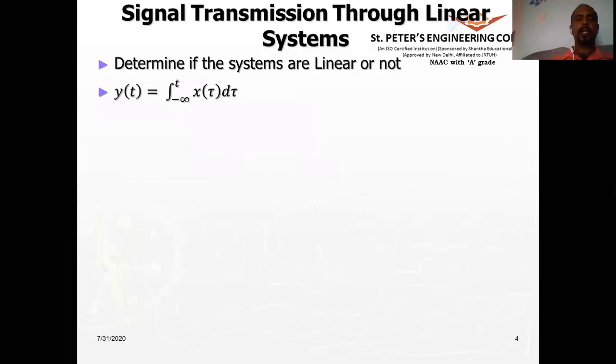Okay, let us take another example. This x of t is the input, y of t is the output. But what has happened to x of t? The T operator, the system operator, what did it do? It took x of t, converted it into the tau variable, and is integrating between the limits minus infinity to t. All right. Okay, now let us check for linearity.